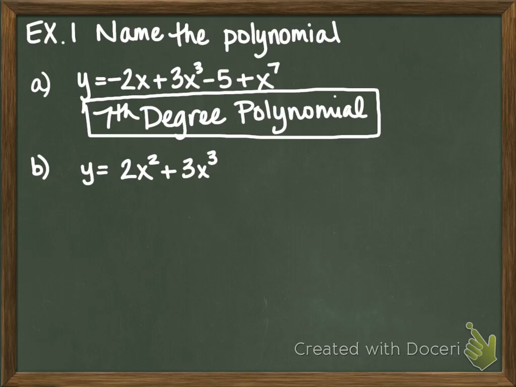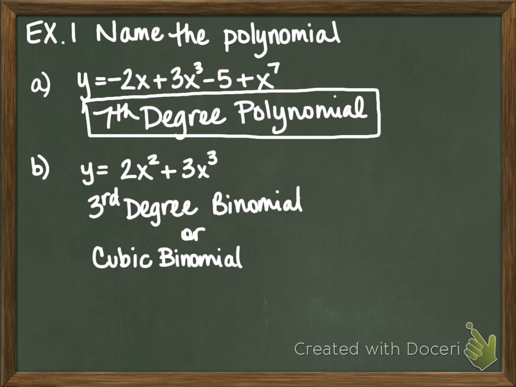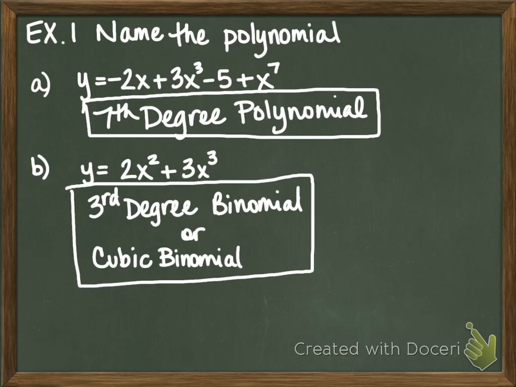Let's look at another one. y equals 2x squared plus 3x cubed. So the highest exponent is a 3, so we could call it a cubic function or a 3rd degree, and it has 2 terms, so that's a binomial. So you could say 3rd degree binomial or cubic binomial. Either one of those is acceptable.